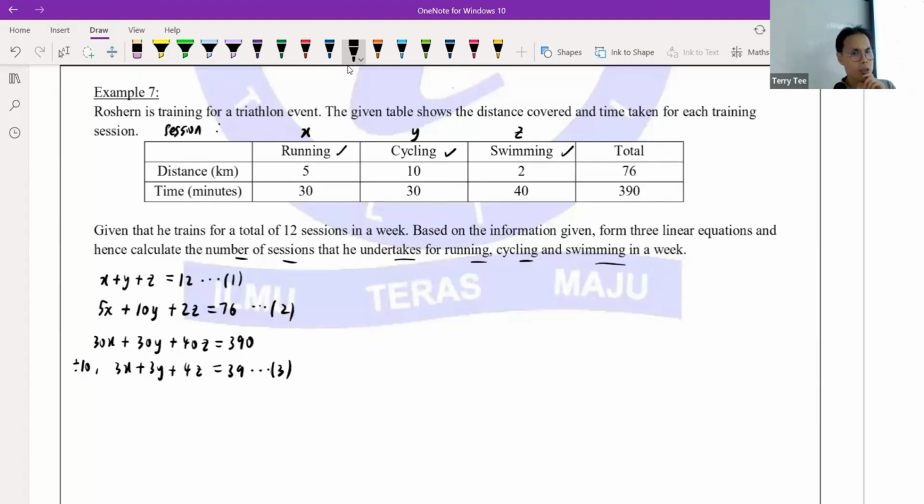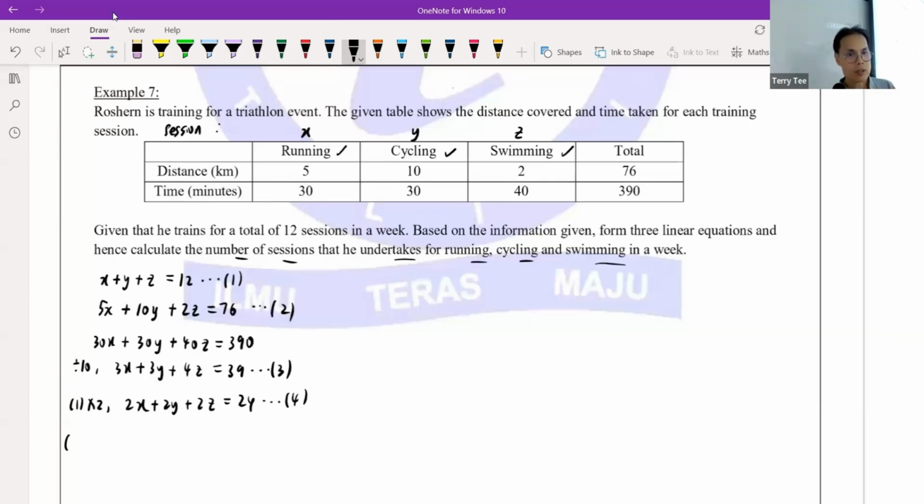So I'm going to solve this simultaneously. So the thing is, what should I get rid of? If you look at this, right, maybe it's best we get rid of Z. Because I have 1Z, 2Z, 4Z, the LCM is 4. If I use 1, 5, 3 for X, the LCM is 15. If I use Y, 1, 10, 3, the LCM will be 30. So let's get rid of Z. Let's start with equation 1, multiply by 2. So I get 2X, 2Y, 2Z equals 24. That's equation 4. So now let's focus on equation number 2 and 4.